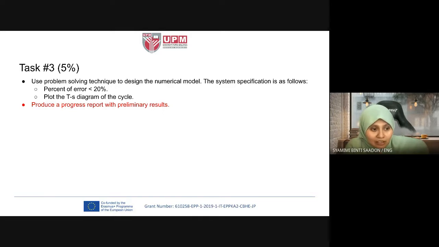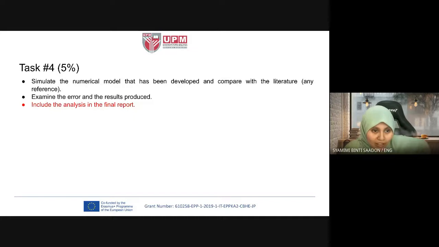Then plot the TS diagram of the cycle. Once you get the results, you plot the TS diagram. You have the temperature at each location, the temperature after the compressor, the temperature after the turbine. You use that to plot the diagram using MATLAB or just Excel. Then you get the result and you analyze it in your report. This part is the same too: analyze, examine the error, include the analysis, discuss, etc.